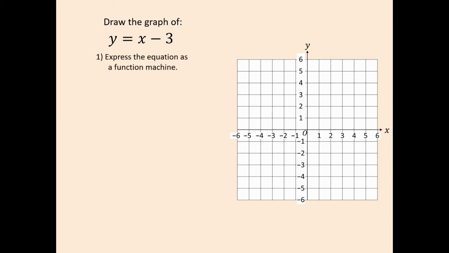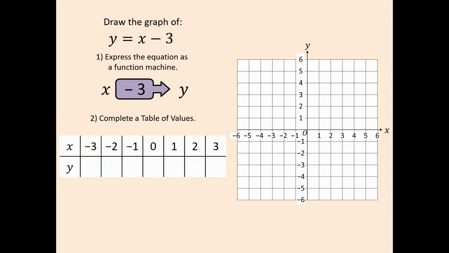To get y, every time you get an x value, you subtract 3 each time. What I would like you to do is pause the video, complete the table, and draw the graph on your grid, okay? So please pause the video, have a go, then press play when you're ready to carry on. Okay, let's just quickly go through this.